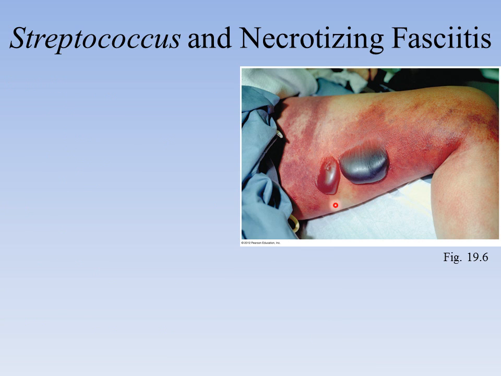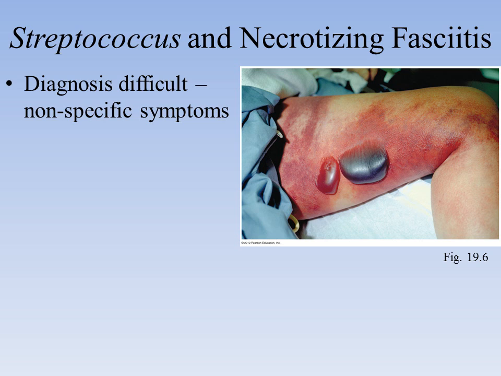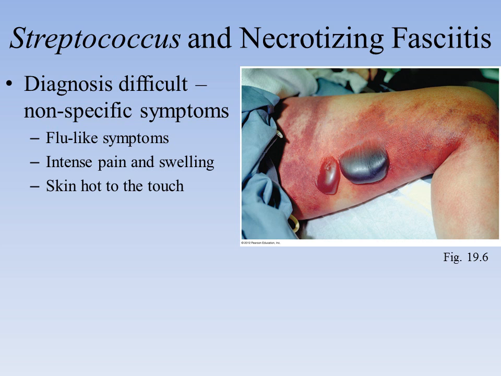So here's an example of a blister of someone who has necrotizing fasciitis. Very unfortunate and very disgusting to look at. The diagnosis for this is actually kind of difficult because the symptoms at first seem relatively non-specific. A lot of times an individual will have flu-like symptoms at the beginning of this, and they'll have some intense pain and swelling. But one of the things that does make it characteristic, that you should start to suspect necrotizing fasciitis, is if the skin is really hot to the touch.